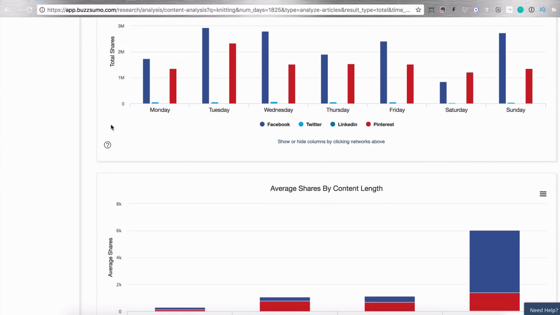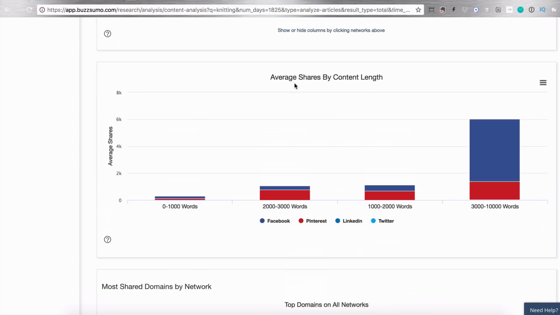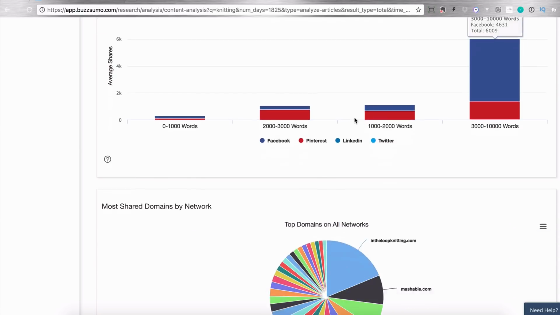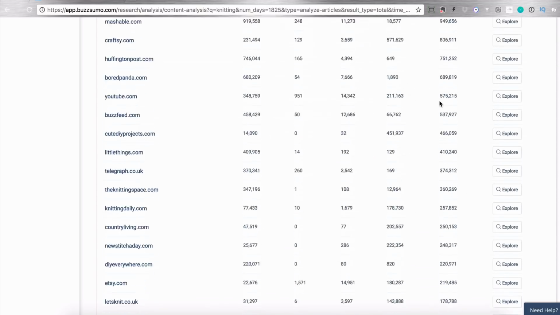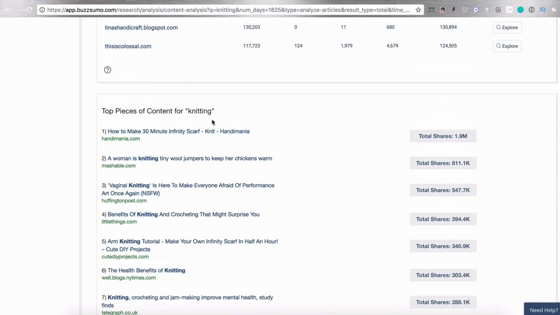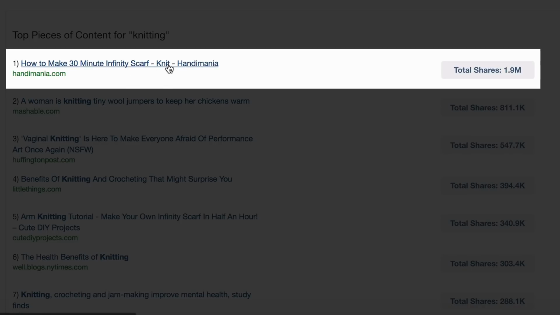What published day would make sense for you. And also look at this, average shares by content length. 6K shares average for articles that are 3,000 to 10,000 words in length. Really looks like a skyscraper, doesn't it? And again, similar kinds of stuff. And then the top articles, how to make a 30-minute infinity scarf.